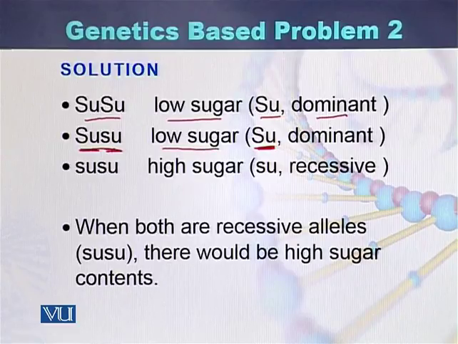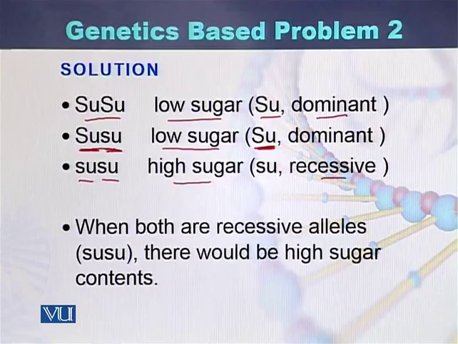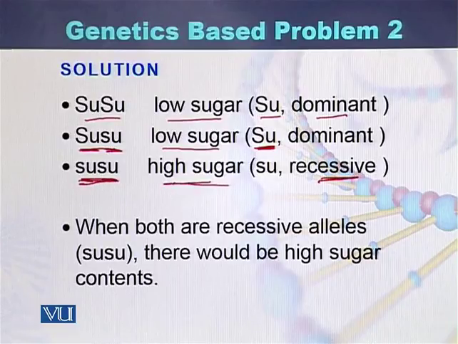While in the third case, where both the alleles are recessive, like here su and su, both alleles are recessive. When both alleles are recessive, then the sugar contents would be high. So this genotype is recessive. If both alleles are dominant, there will be low sugar content. If one allele is dominant and one is recessive, meaning a heterozygous condition, then there will also be low sugar contents. And if both alleles are recessive, there would be high sugar contents.